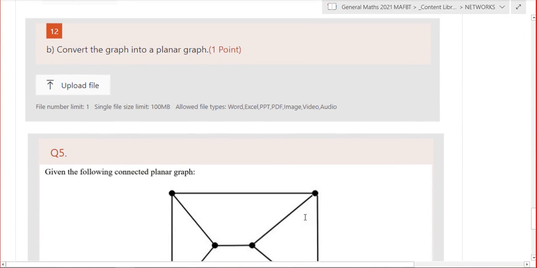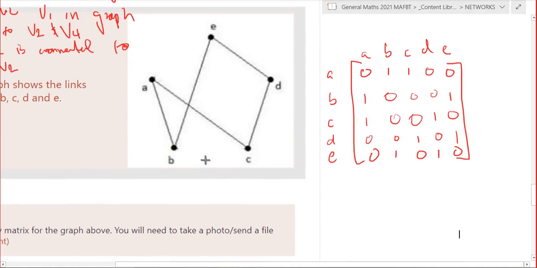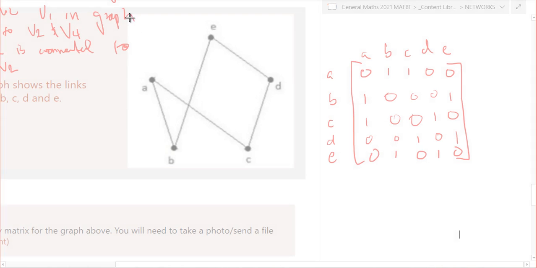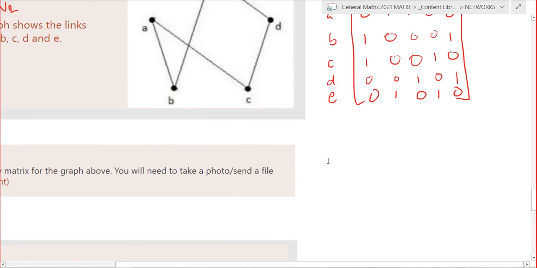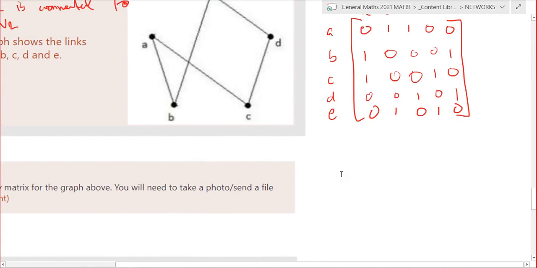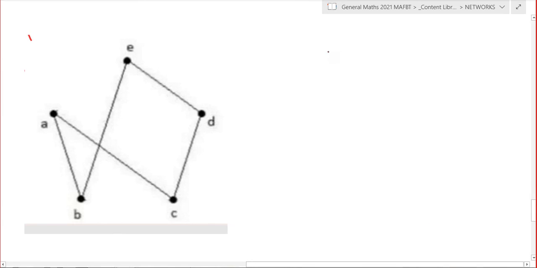Convert the graph to planar. That's the second thing to look into. So we're going to make this graph planar. Remember, planar just means that none of the lines intersect with one another. So if I was to redraw this as a planar graph, remember, start off by drawing the vertices. And make sure that you do your best to keep them in the exact positions. E, D, C, B, A.